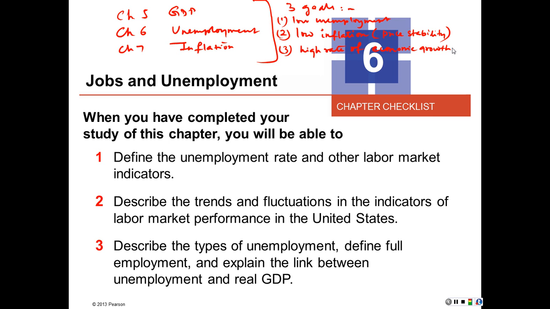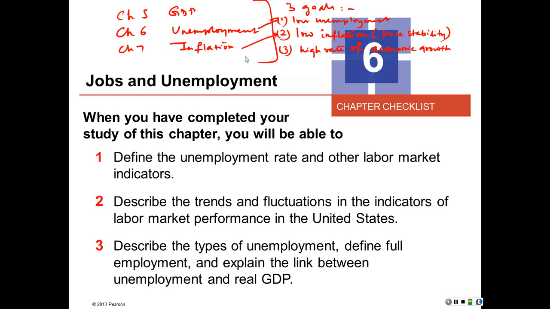Let's consider low unemployment. Now, in order to understand what that goal is, we need to understand what unemployment is, correct? So these are then related. We need to define unemployment in order to understand that particular macroeconomic goal of low unemployment, right? Consider the second goal, low inflation. Now, in order to understand exactly what that is, we need to know what inflation is. Hence, chapter 7 will be linked to goal number 2. Right? And third goal is to have a high rate of economic growth.